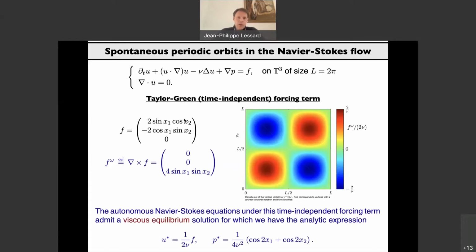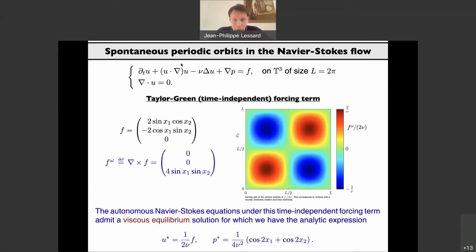In fact, it's not so hard to verify that for that forcing term, if you plug in the steady state, which is the following: 1 divided by 2 times the kinematic viscosity times F star, and P star, which is 1 divided by 4 nu square cosine 2x1 plus cosine 2x2, into Navier-Stokes, you'll see that this is a steady state.